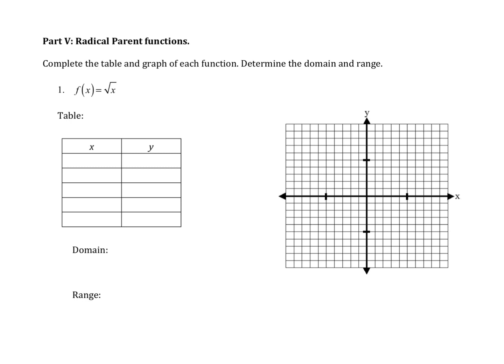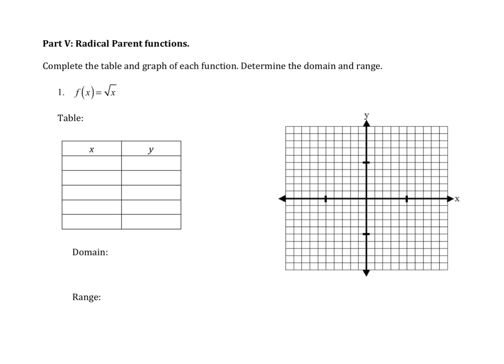I'm going to pick some x values to plug into that function, and I can only put positive values of x into a square root, or I can put in 0. So I'll start with 0. That's the smallest number I'm allowed to plug into that function. The square root of 0 is 0. The next number I'm going to plug in is 1. The square root of 1 is 1.